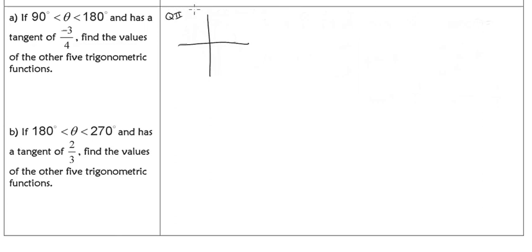And in quadrant 2, remember, sine is positive, which means also that cosecant, since cosecant is just the reciprocal of sine, they will both be positive. Those ones are going to be positive. Now let's go ahead and sketch out our triangle.